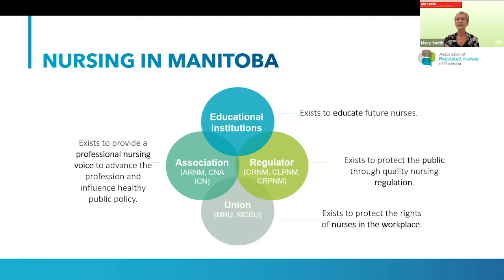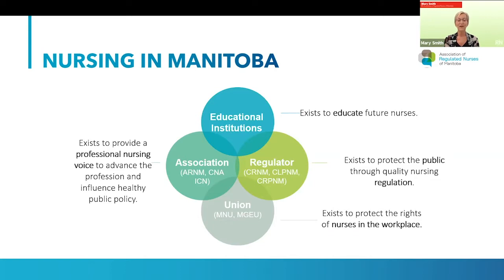Sometimes this is depicted in a pillar formation, but I really like the concentric circles because there is indeed overlap in dealing with common priorities, such as safe, quality practice environments. But what's different is how the 4 groups address those priorities. I've added the educational institutions as a 4th pillar, or circle, as they play a significant role in establishing the future nursing workforce with curriculums that are based on standards established by the colleges.